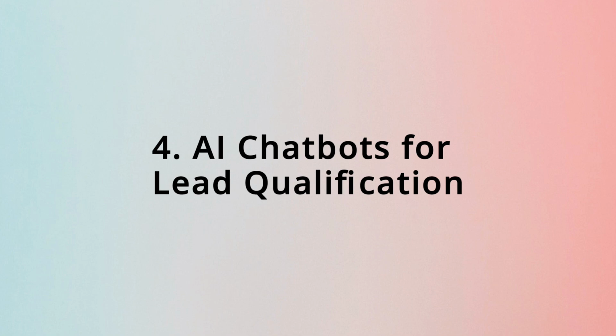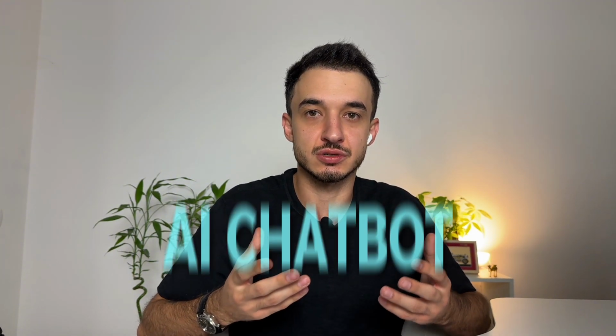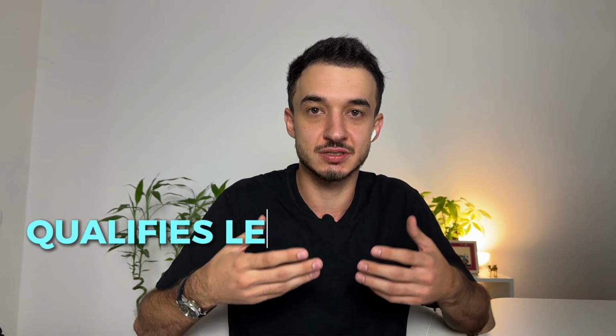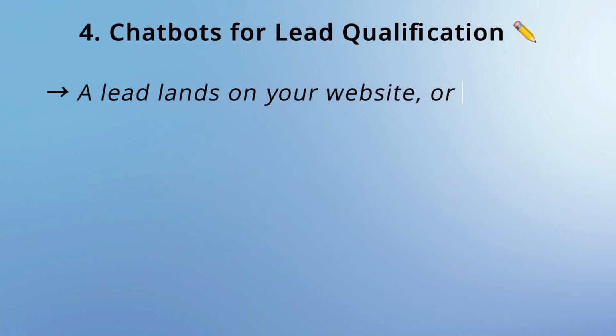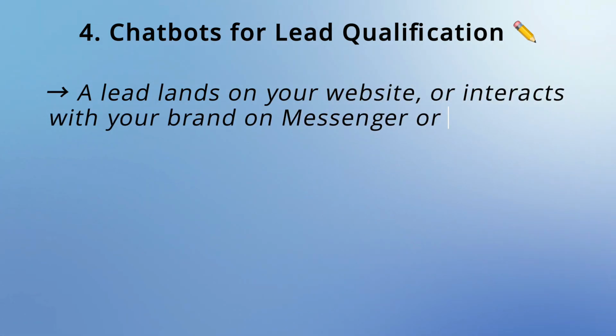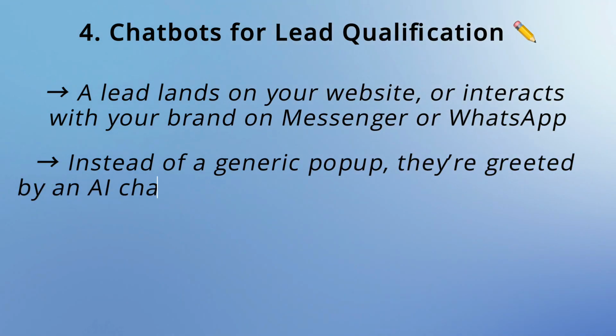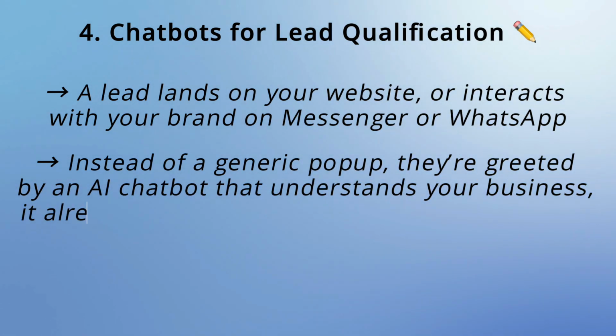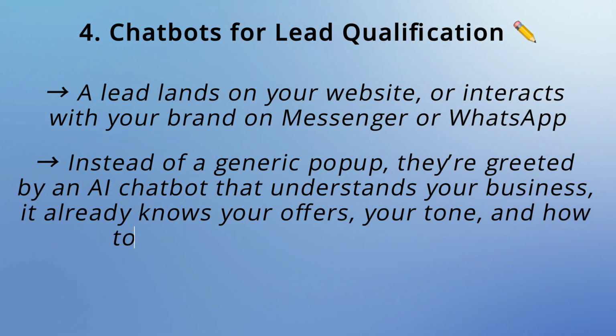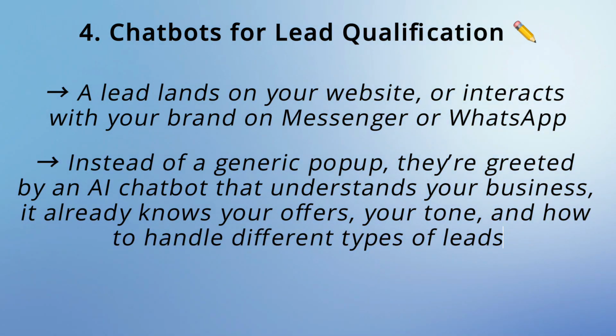AI chatbots for lead qualification. Most websites just sit there and hope people click around or fill out a form. But with an AI chatbot, your site becomes an interactive assistant, one that actually qualifies leads in real time. Here's how it works. A lead lands on your website or interacts with your brand on Messenger or WhatsApp. Instead of a generic pop-up, they're greeted by an AI chatbot that understands your business. It already knows your offers, your tone, and how to handle different types of leads.